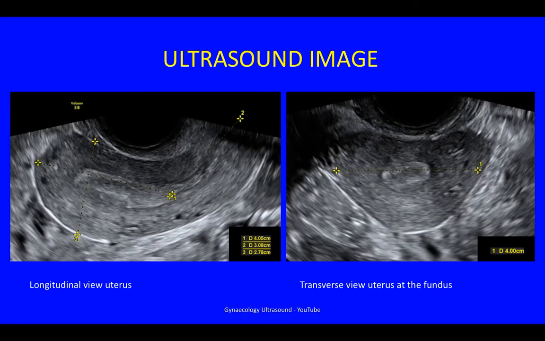These are the ultrasound images from the examination. This is a longitudinal view of the uterus, with the fundus here, the cervix there, bladder would be here. And this is a transverse view of the uterus. The patient's right is here and the patient's left is here.